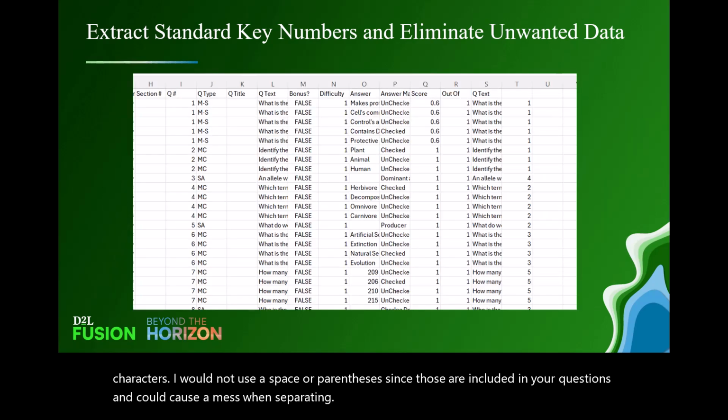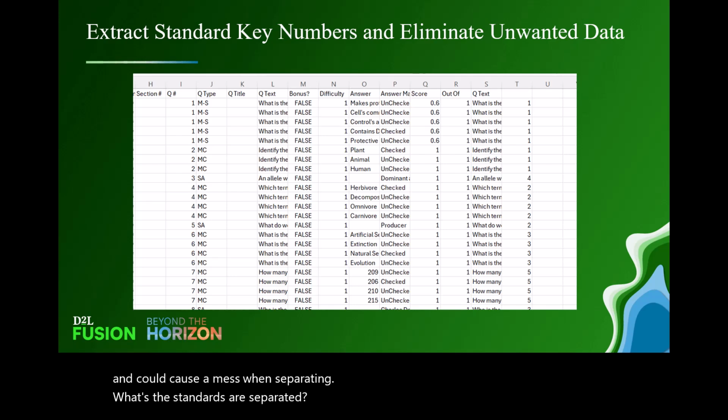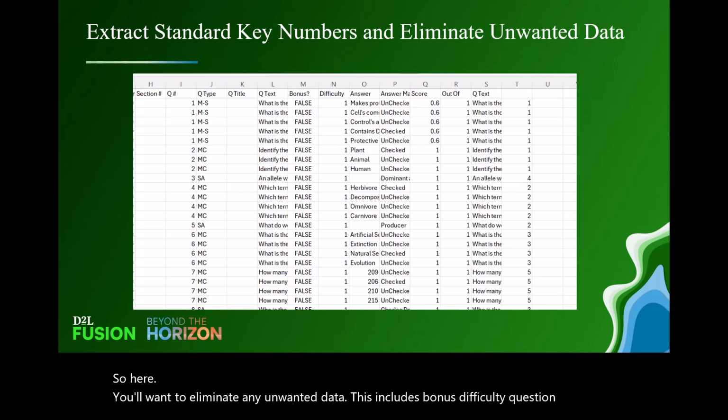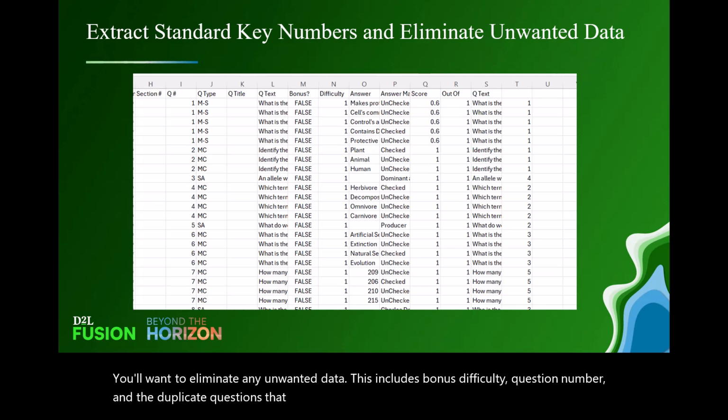Once the standards are separated, you'll want to eliminate any unwanted data. This includes bonus, difficulty, question number, and the duplicate questions that came from the delimiter.